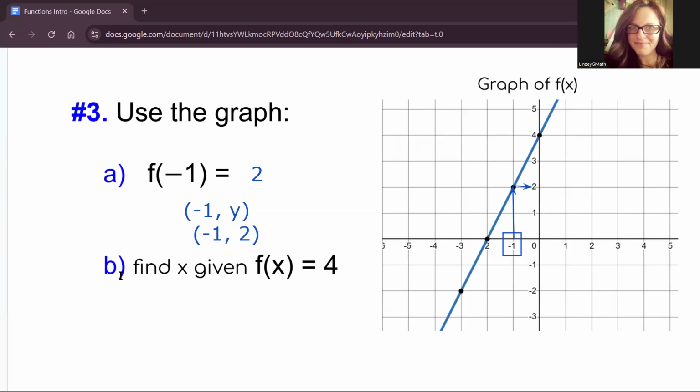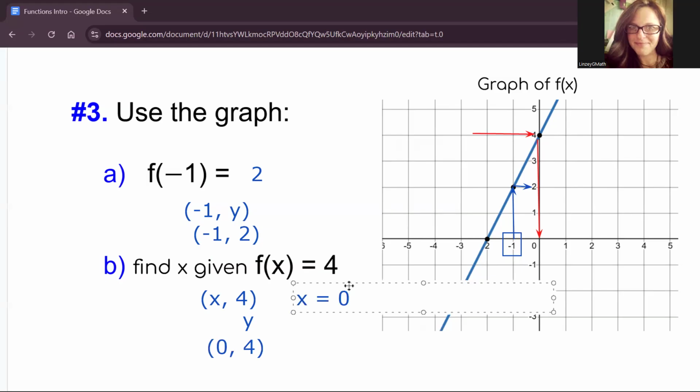And then going the other way, find the x value given f of x is 4. So this question is giving us the y value of 4. So we're going to find the y value of 4. Here's y is 4. And we see the x value is 0. So 0 comma 4. X is equal to 0. Moving on.